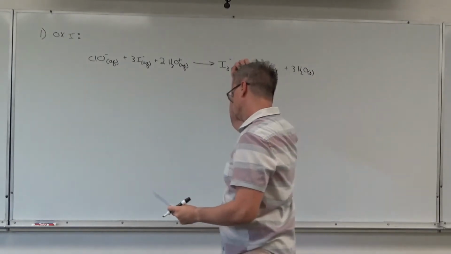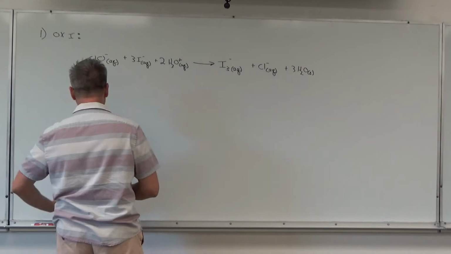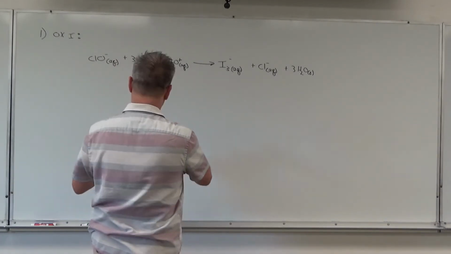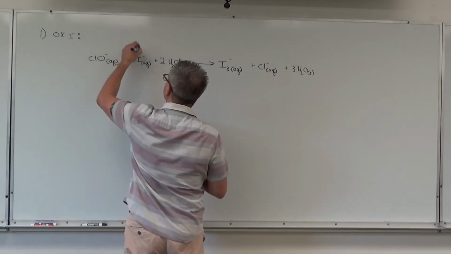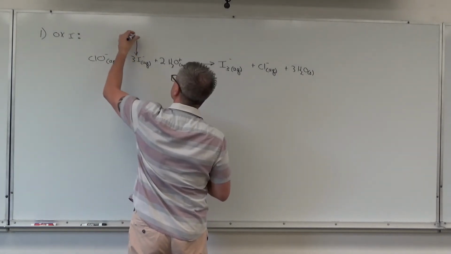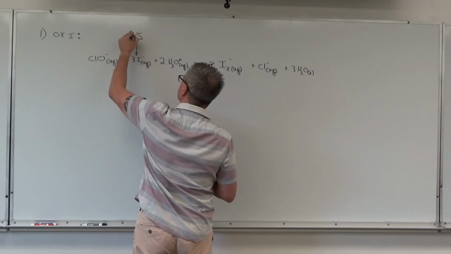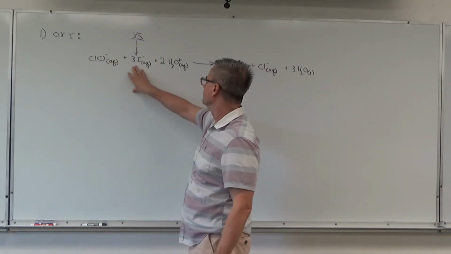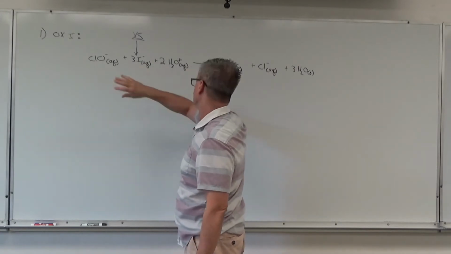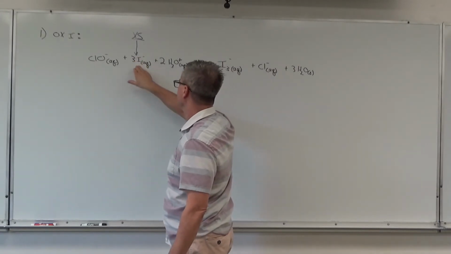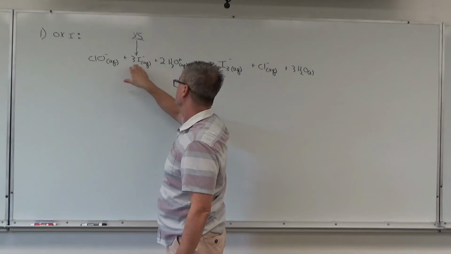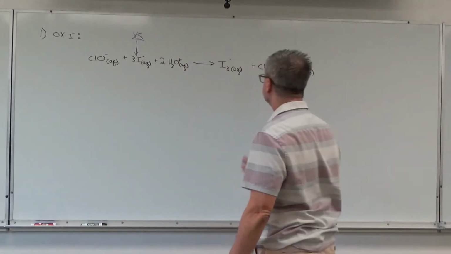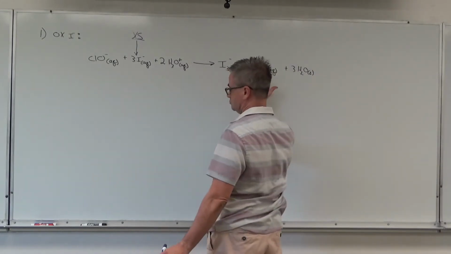I do want to make the point, which I already told you, that the iodide is in excess. That means we've added more moles of iodide. You need 3 for every one of hypochlorite. Well, we've added even more than 3, just so that we make sure that this reaction goes to completion.